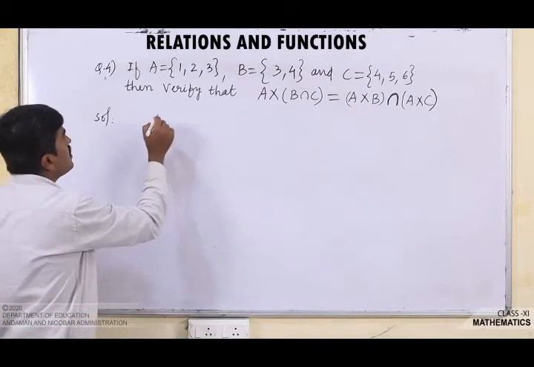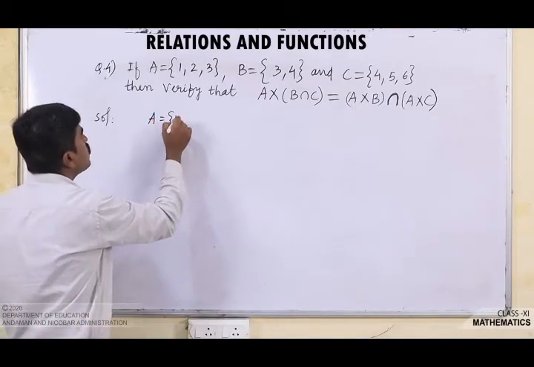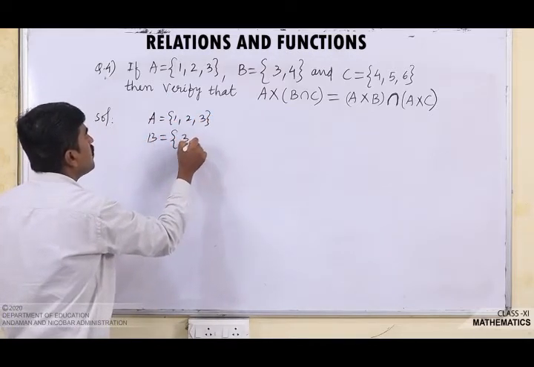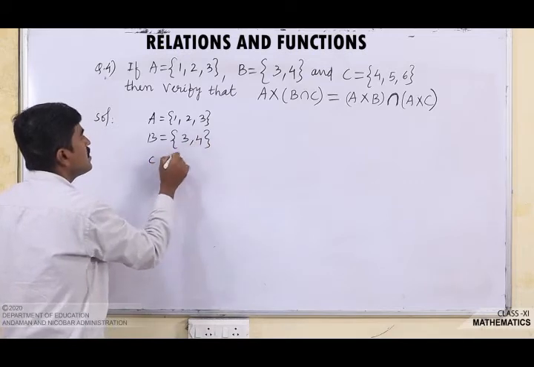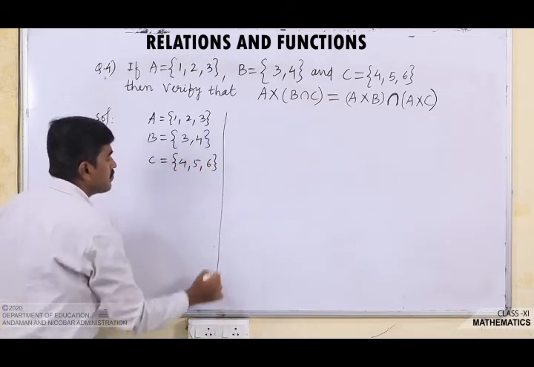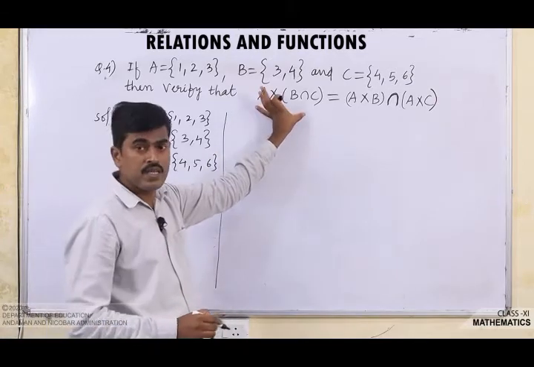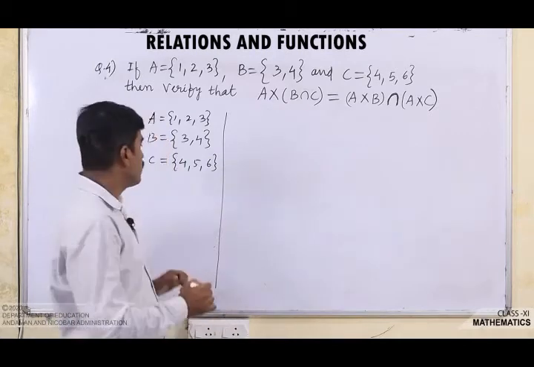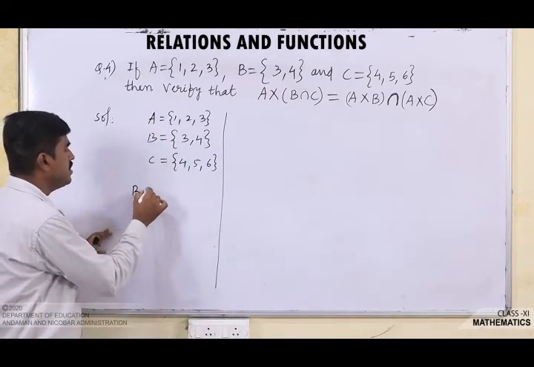Now what is A? Write A here. A is {1, 2, 3} and B is {3, 4}, and C is the set containing the elements 4, 5, 6. Okay. Now we have to take the LHS first. What is LHS? A cross (B intersection C). So first we have to find B intersection C.